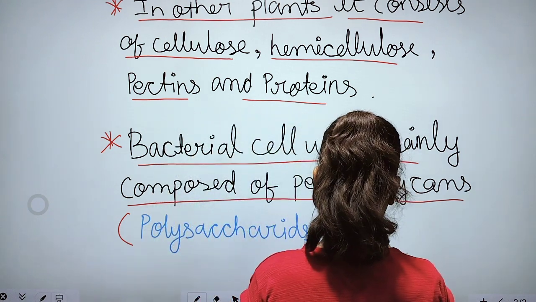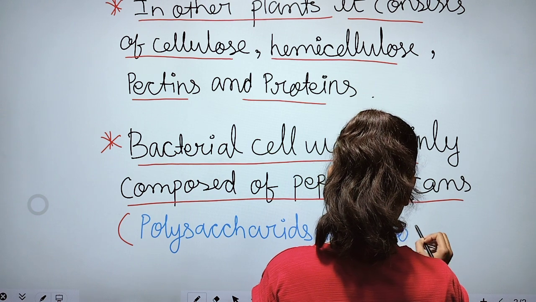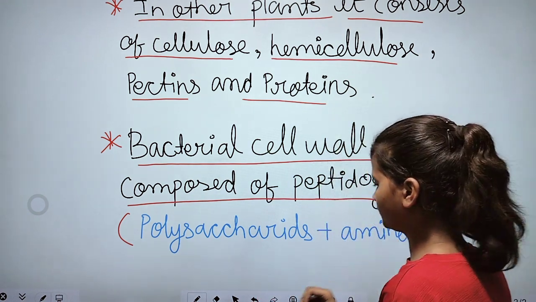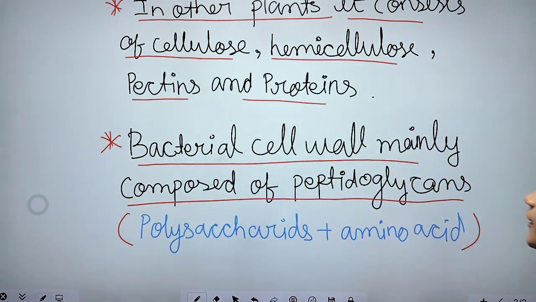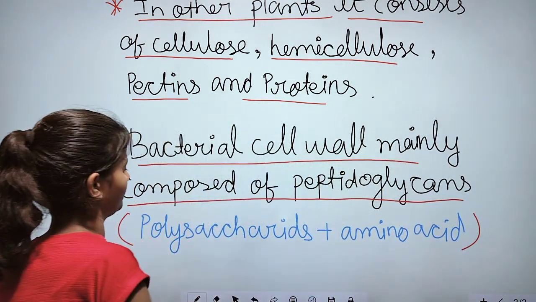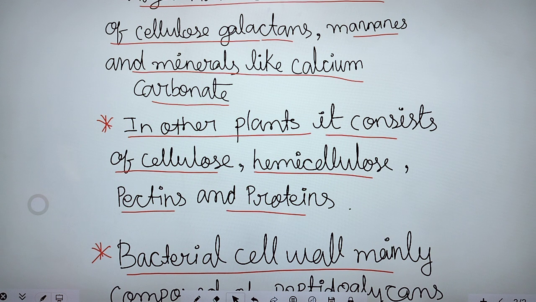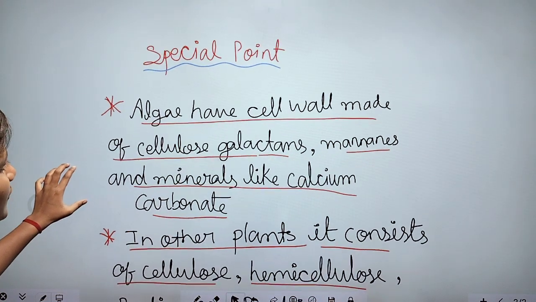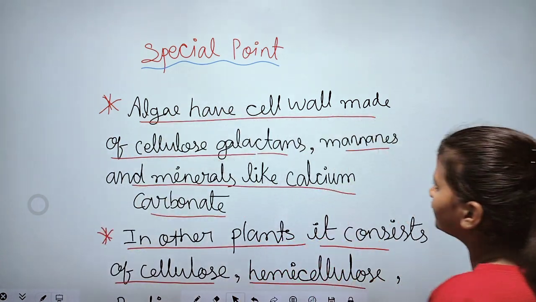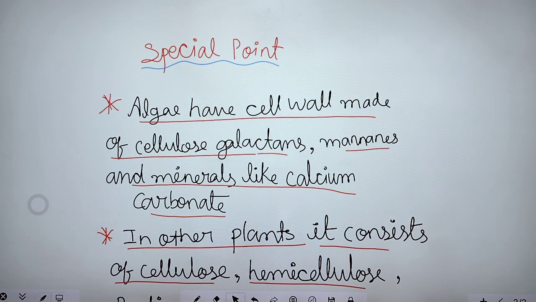So the bacterial cell wall is mainly composed of peptidoglycan, which means polysaccharides plus amino acids. And the plant cell wall is mainly made up of cellulose, hemicellulose, pectin and protein. And algae have a cell wall made up of cellulose, galactans, mannans and minerals like calcium carbonate.